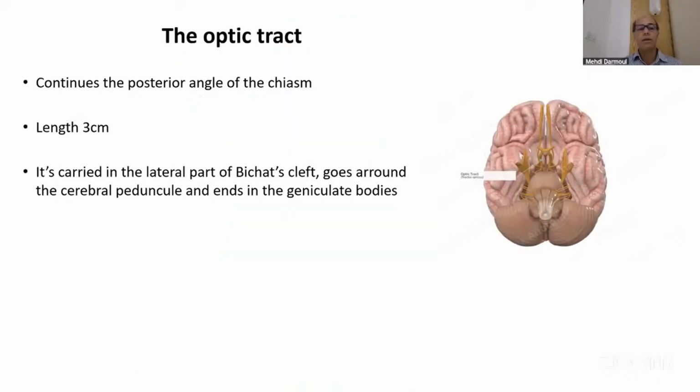Here we will talk about the optic tract. The optic tract continues from the posterior angle of the chiasm with a length of 3 cm. It is carried in the lateral part of the Bichat cleft, goes around the cerebral peduncle and ends in the geniculate body, in the lateral geniculate body.